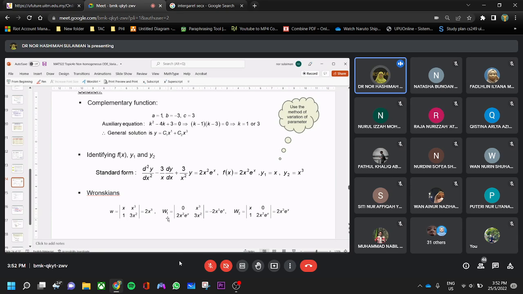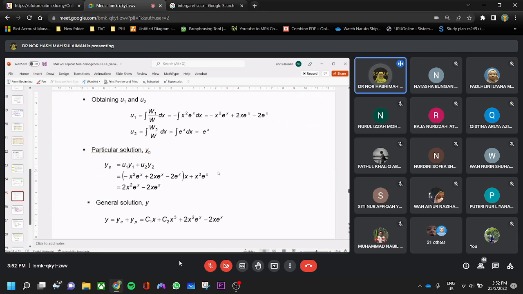Okay, so W1 ni you replace the first column dengan 0 dan f of x. Yang ini sama je, you cross multiply pun you dapat benda ni. Dan W2 you replace the second column pula dengan 0 and f of x, you cross multiply you get this one. So dah dapatlah W, W1, W2. Ni saya terangkan secara ringkas, you all boleh go through balik semua example ni sebab benda ni macam repeat je apa yang kita dah belajar sebelum ni.